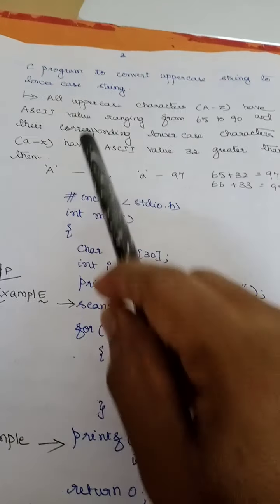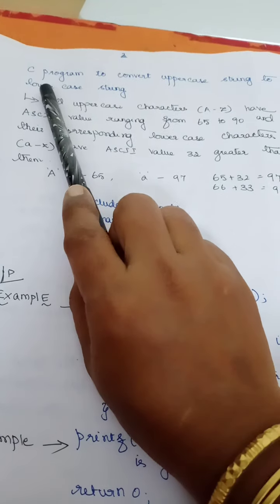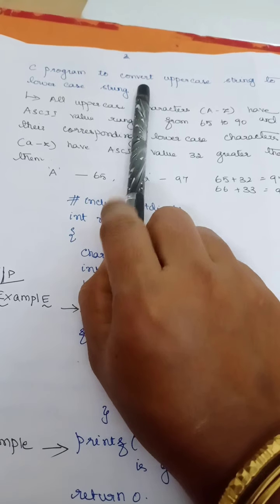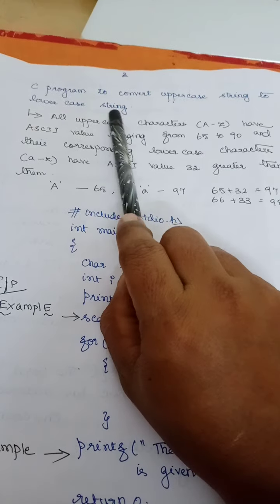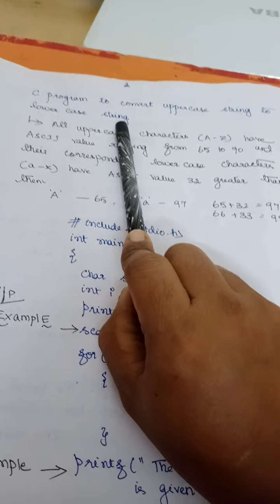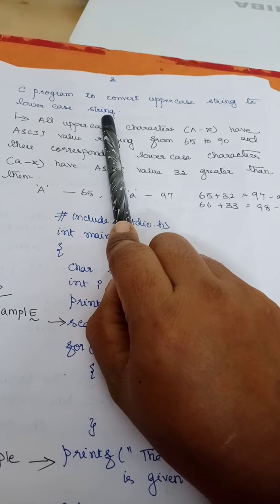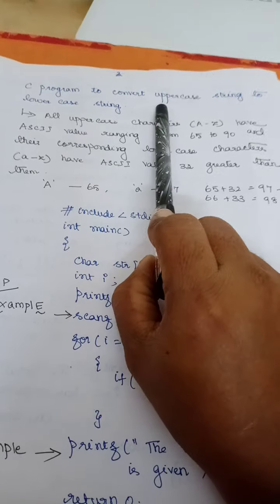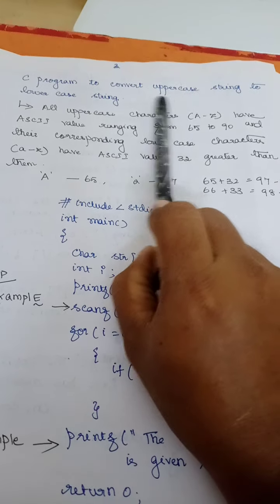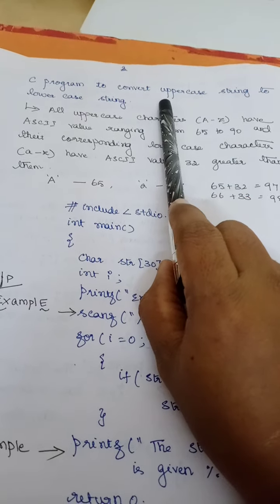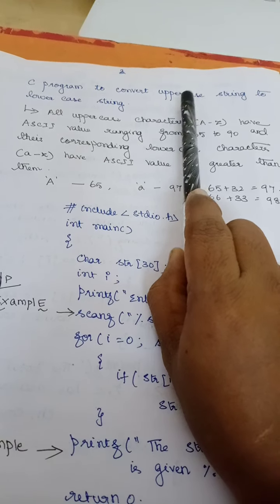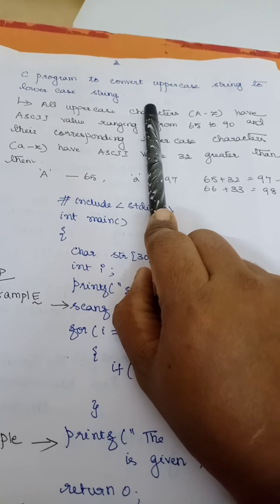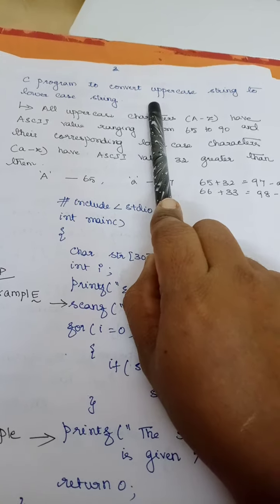So now the program here is a C program to convert an uppercase string to a lowercase string. Whatever uppercase letters I have, I am going to convert to lowercase. My input need not be all uppercase letters, but even if I have all uppercase letters, it will be converted to all lowercase letters. So the concept is going to be the same: uppercase letters I have to convert to lowercase letters.